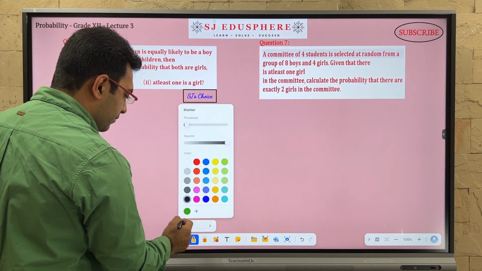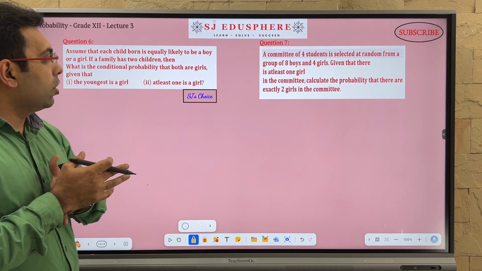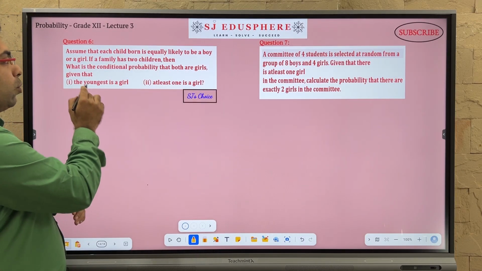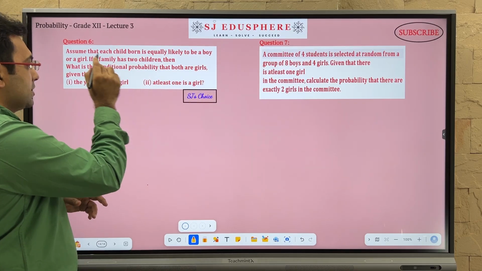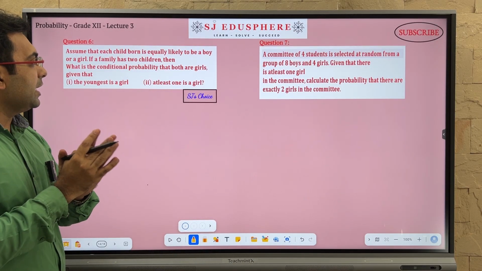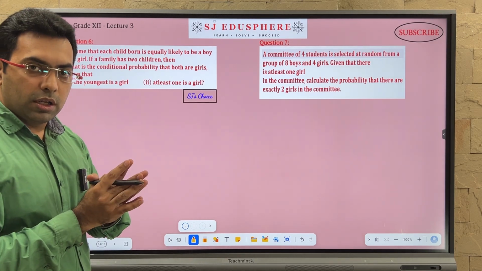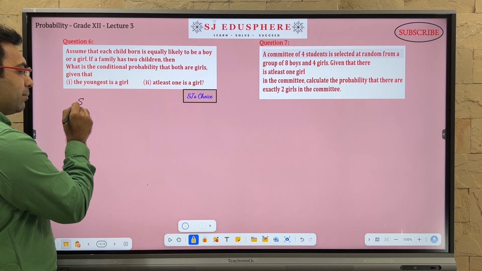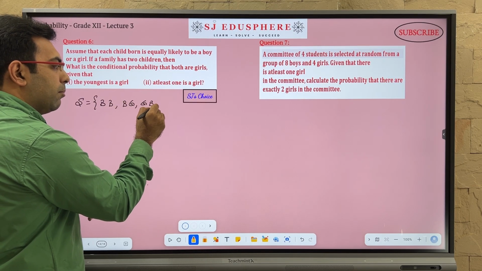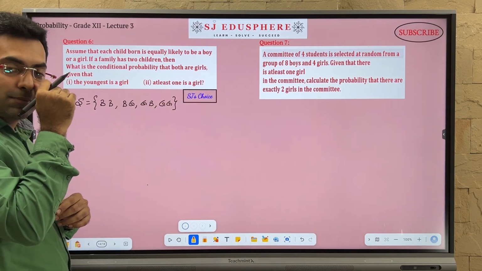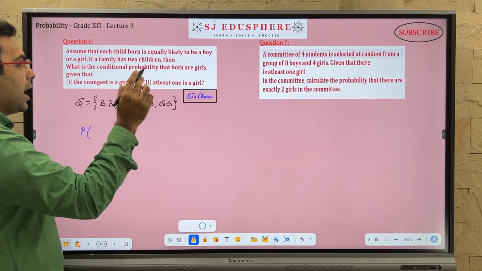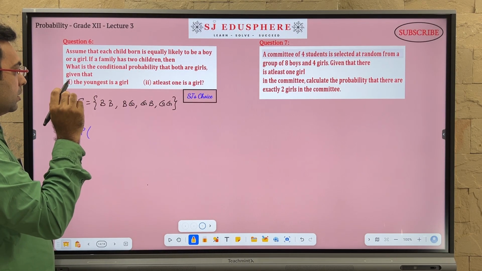My question says, assume that each child born is equally likely to be a boy or a girl. If a family has two children, then what is the conditional probability both are girls given that a condition has happened. Understand? I am saying assume that each child born is equally likely to be a boy or girl. And if there are two kids in a family, can my sample space be boy boy, boy girl, girl boy, girl girl? This is my sample space. My question says, what is the conditional probability both are girls given that the youngest child is a girl.